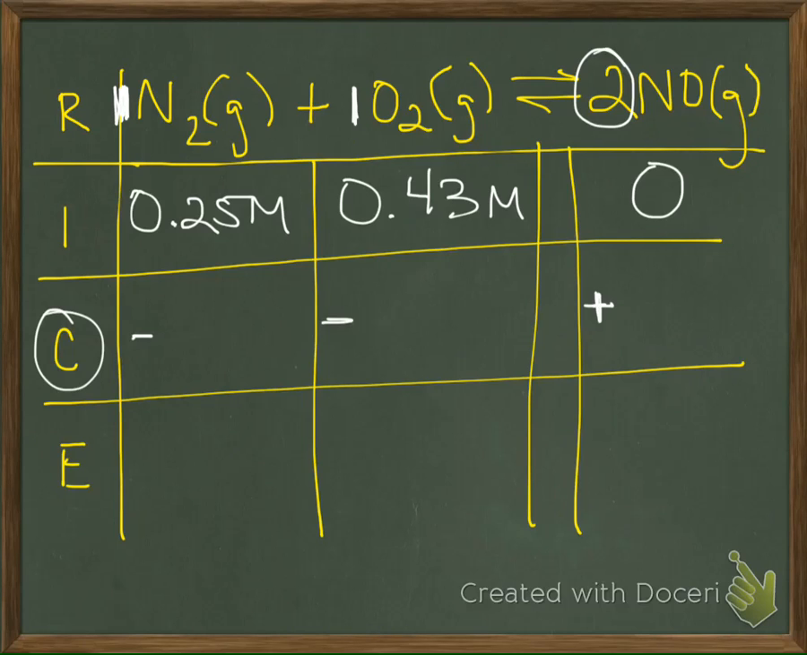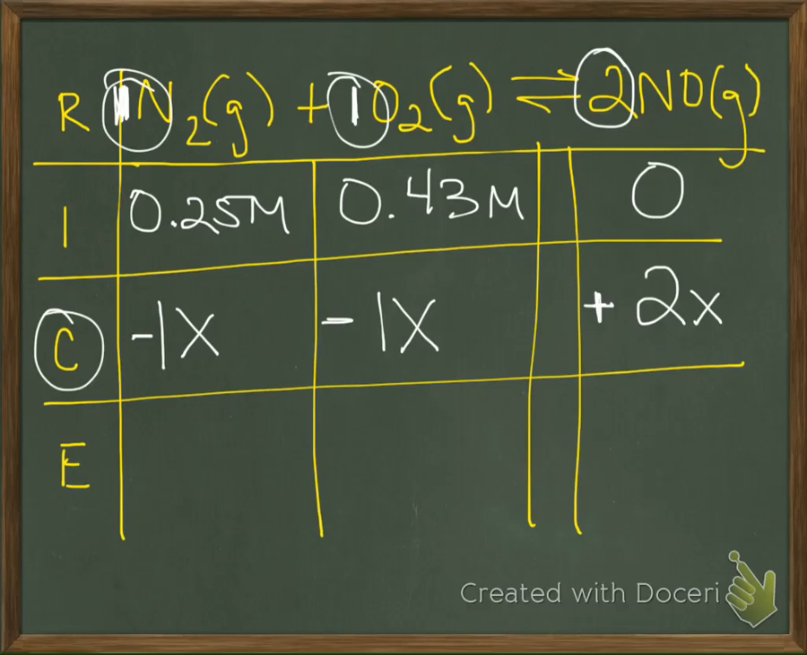So for N2, we can say that because we don't know any other values, we don't know any values down here, and when we don't know that, we want to say x. So minus x, and in this case, because we have a coefficient of 2, we want to say plus 2x. So all these numbers, this is a 1 here in front for the coefficients, 1, 1, 2, just from the balanced equation.